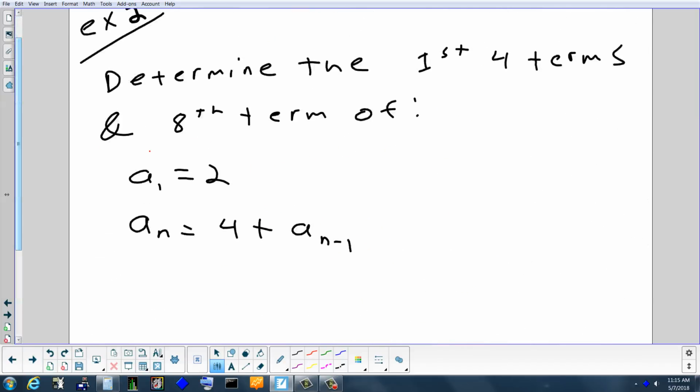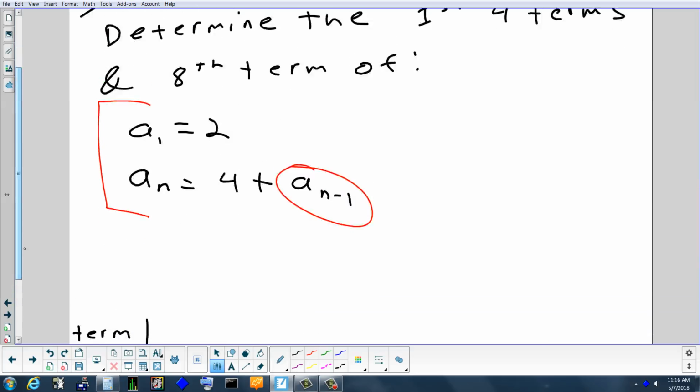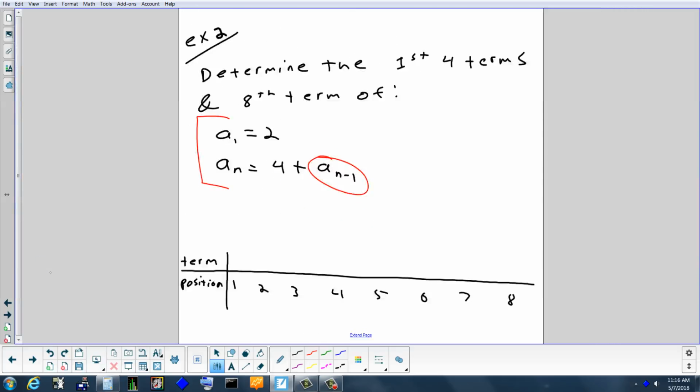All right, so let's look at this. They want us to find the first 4 terms and the 8th term. And have they given me an explicit formula or a recursive? Yeah, recursive, because it says to do something to the term before it. Okay, so this means to find the 8th term, even though they didn't ask for the 7th, the 6th, and the 5th, we have to find them. Okay. So what I did is I just kind of made a little chart.